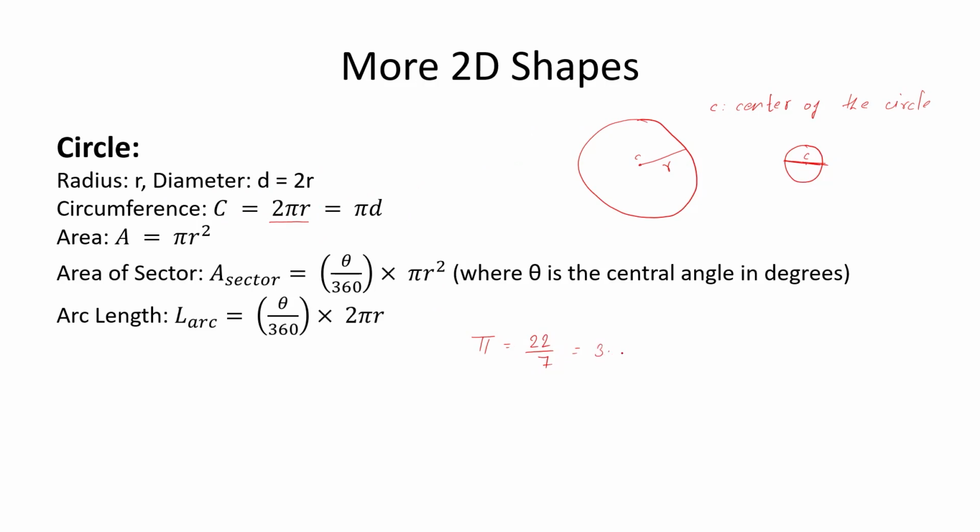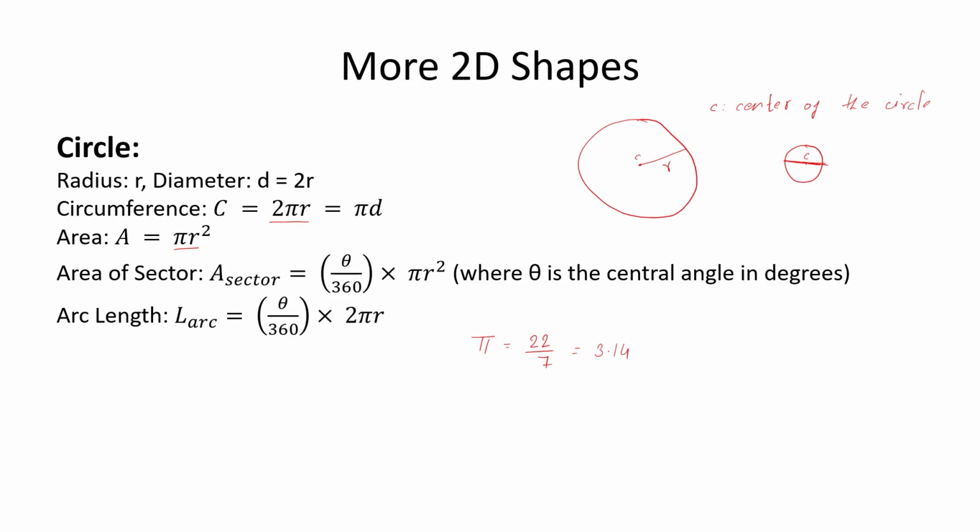And in decimal we use it as 3.14. It is an irrational number, so it does not stop. But we approximately use it as 3.14. So you remember this letter is known as pi. So circumference is 2 pi r or pi into d. Area of a circle is pi r square.